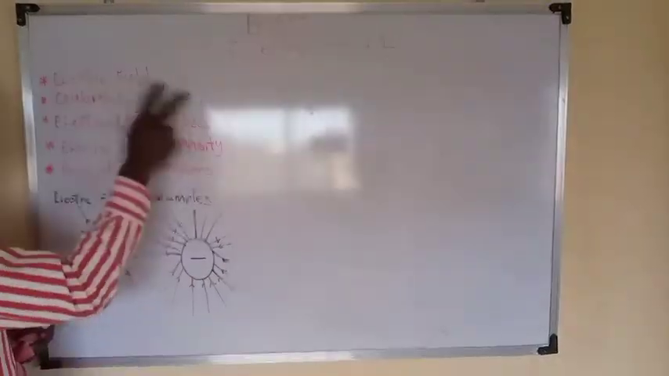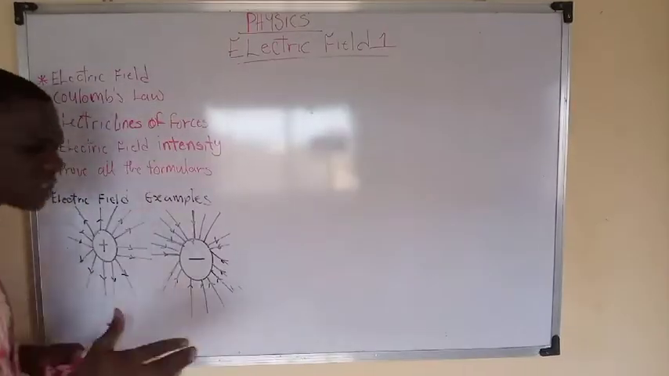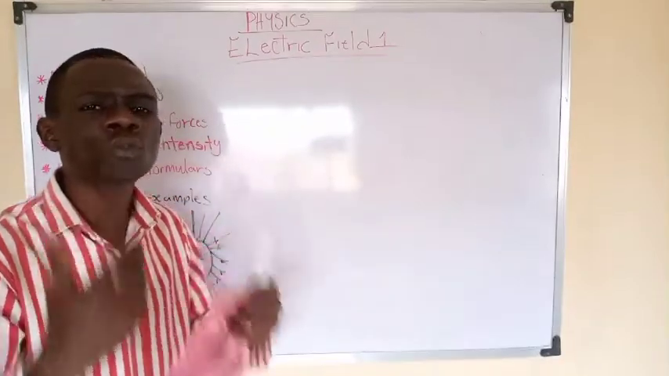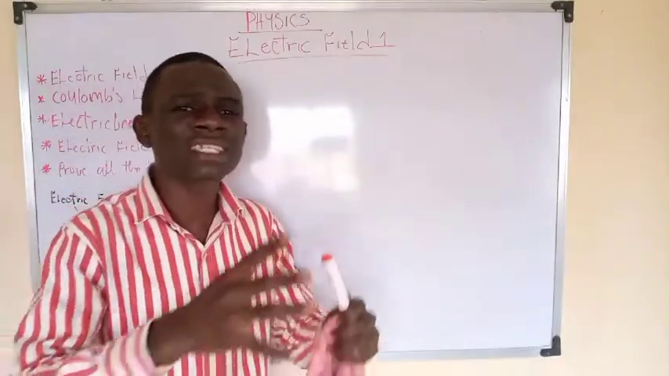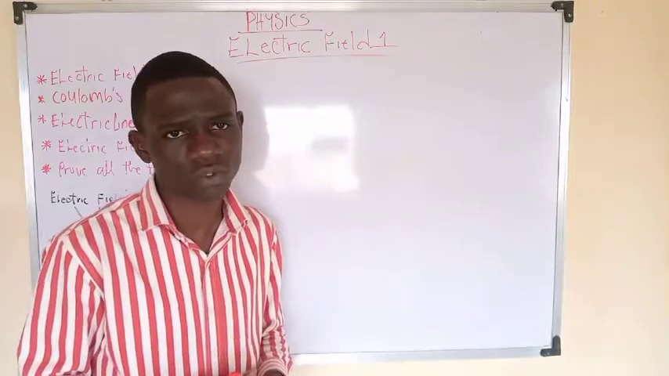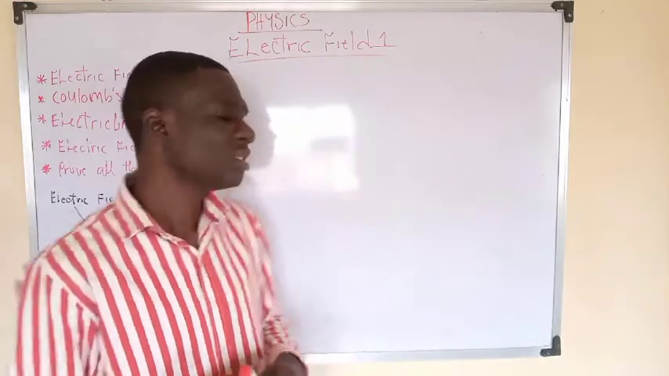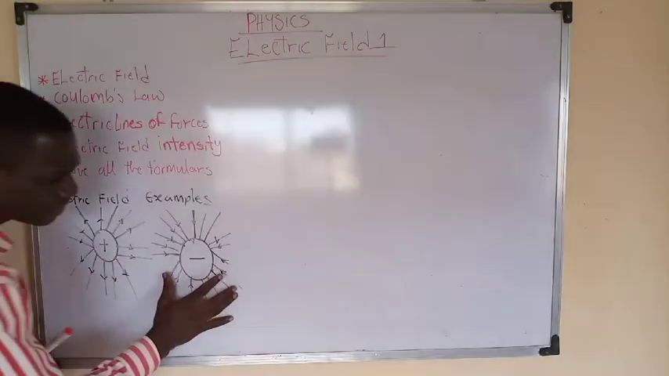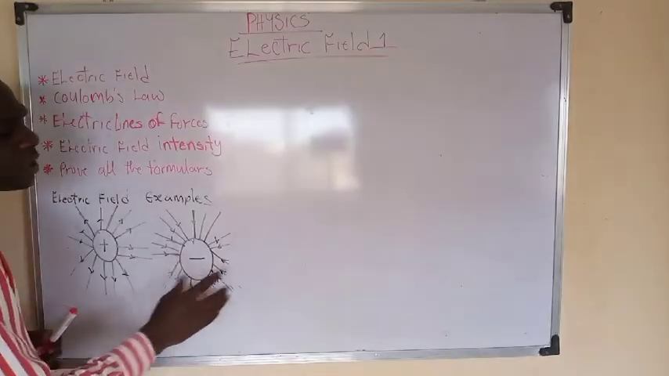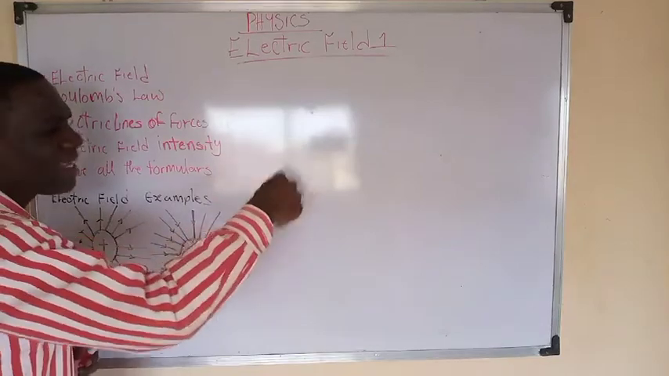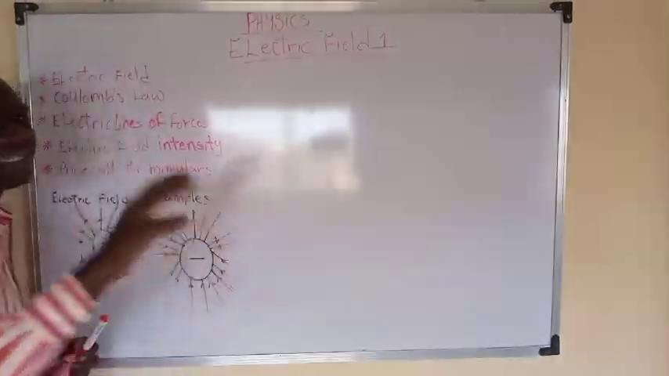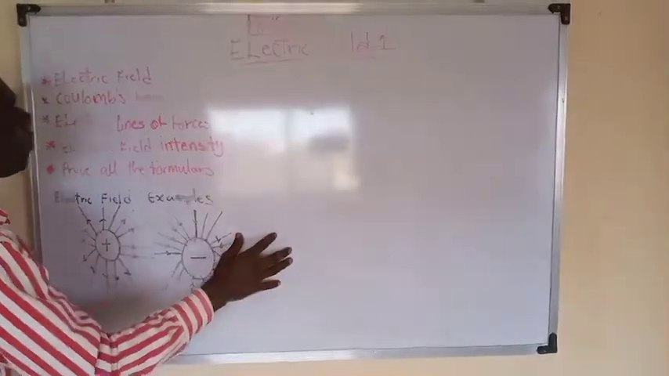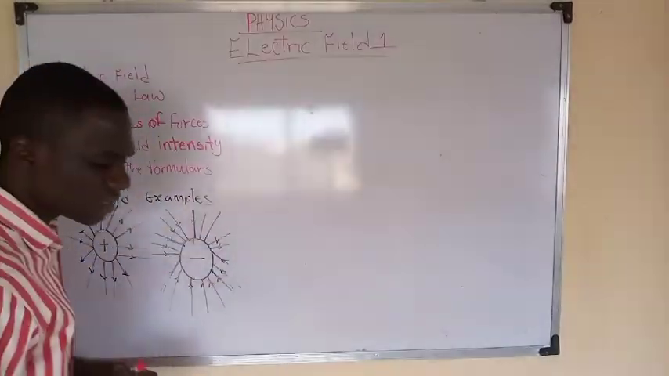So the first subheading, electric field. What is an electric field? An electric field is a region of space where a charged body experiences an electric force. There are two types of charges in electricity. We have the positive charge and the negative charge. Whichever one of them, wherever you place them and they experience an electric force, that tends to be an electric field.